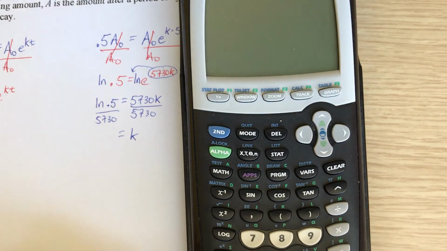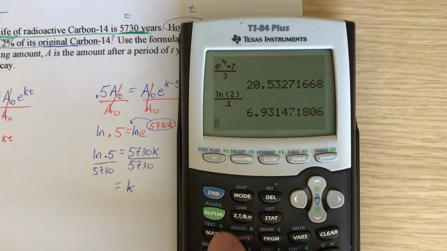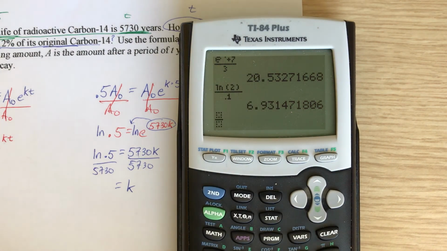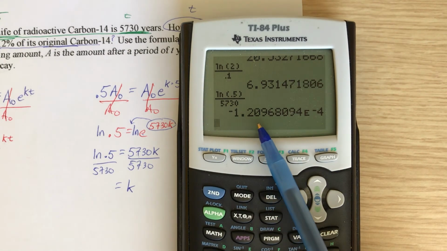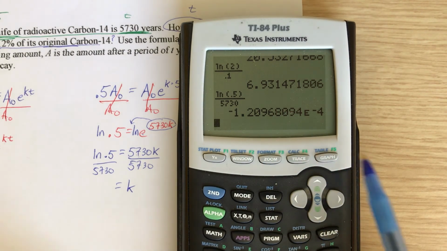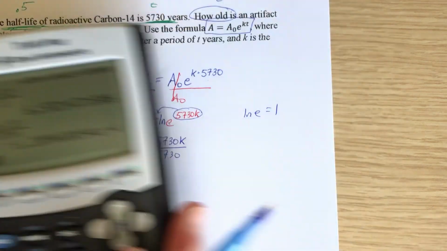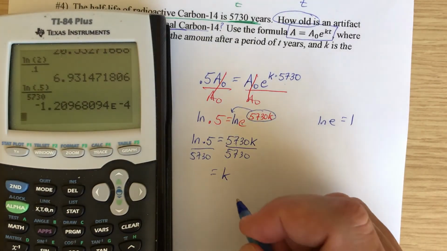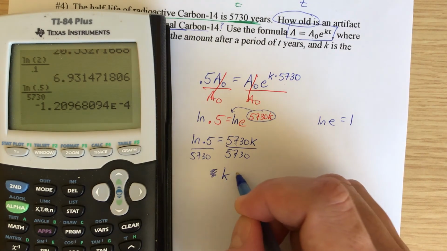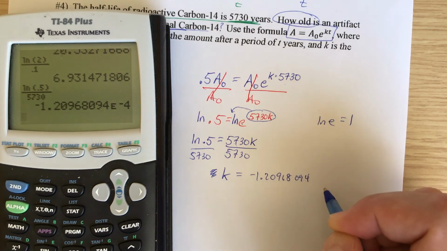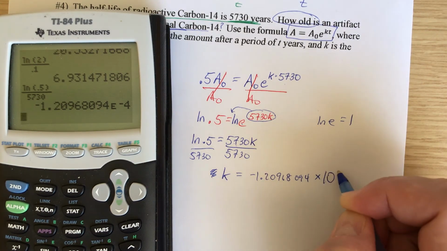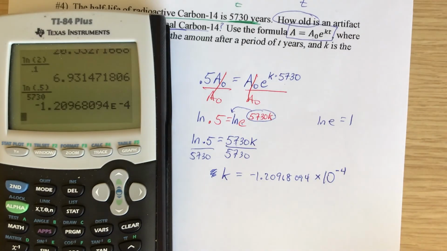We're solving for K. Now we're definitely going to get a decimal out of this. We get K equals, and I need to make sure I type this correctly, ln 0.5, I need to put the decimal there, divide by 5,730. All right, now we get this number, negative 1.20968094, E negative 4. We do not write that K equals 1.20968094. That is not E. We write it, that's a base 10. That's times 10 to the negative 4th.